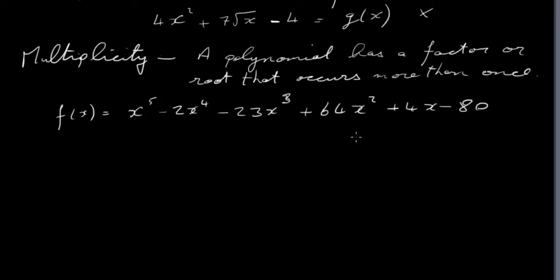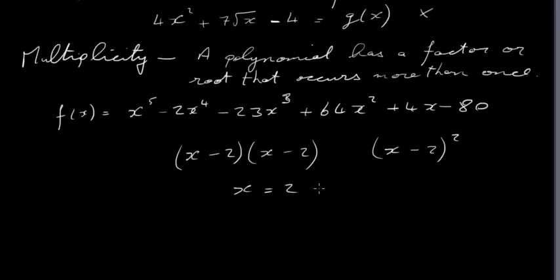Now, if you factorize this, you'll find that one of the factors is x minus 2. And another factor is x minus 2. So that's just x minus 2 squared. So this particular factor here occurs twice. So x is equal to 2 is a root.